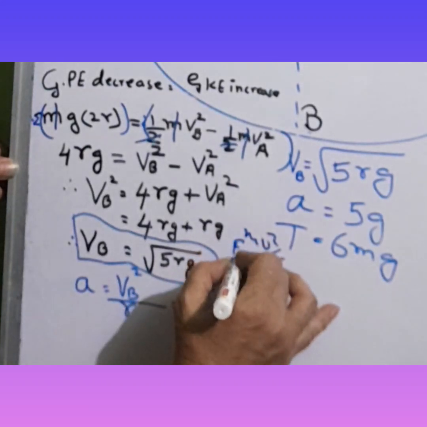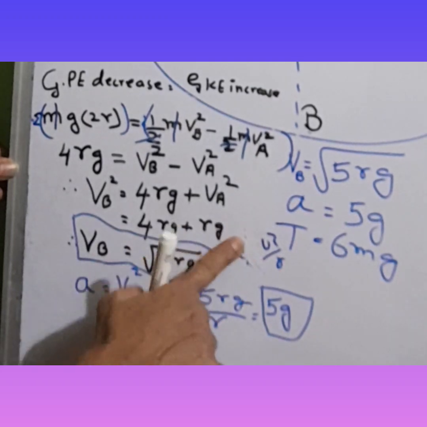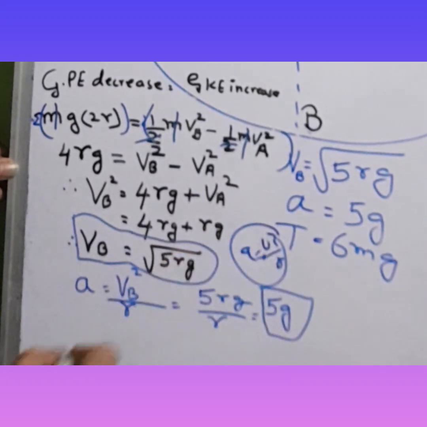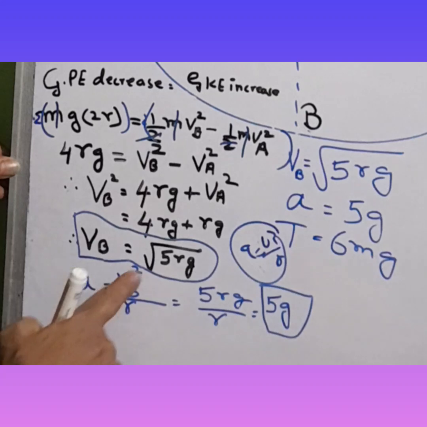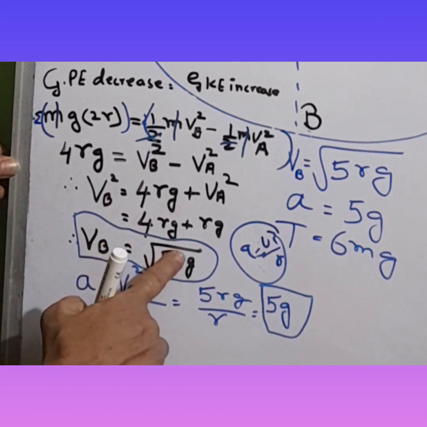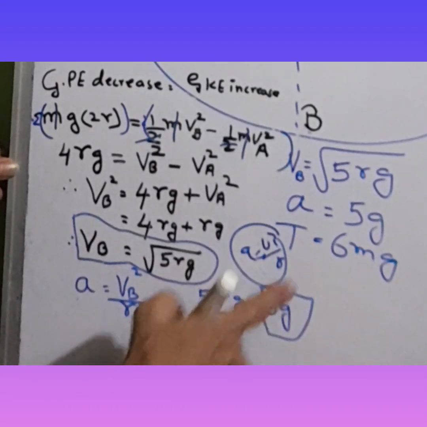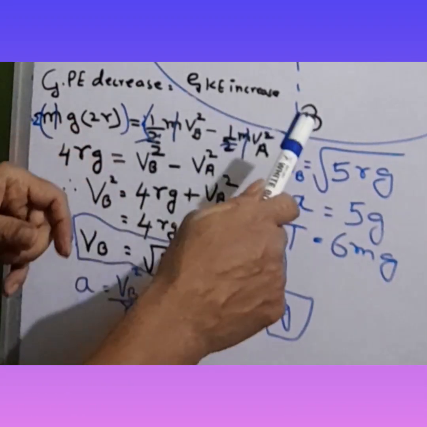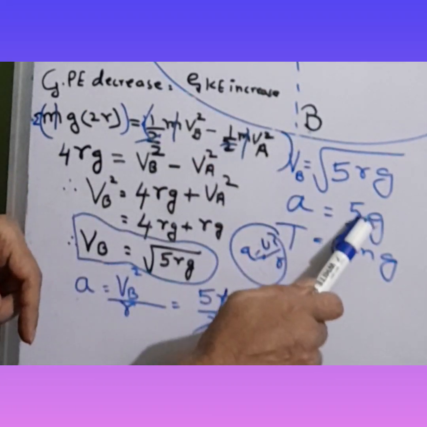Centripetal or centrifugal force is mv square over r. If it is acceleration, we divide it by mass. The formula for acceleration is v square over r. So instead of v square over r, we write vb square over r. The vb we found is root 5 rg, so vb square is 5 rg. The r goes, and what we end up with is 5g. So acceleration at point B is 5g. So vb at point B is root 5 rg and acceleration is 5g.